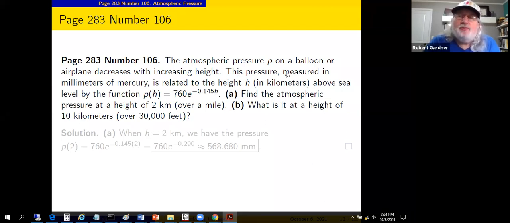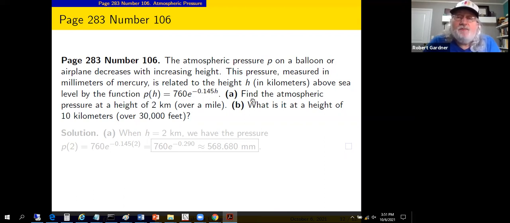The atmospheric pressure P on a balloon or airplane decreases with increasing height. The pressure measured in millimeters of mercury is related to the height h in kilometers above sea level by the function P of h equals 760 e to the negative 0.145 h. All right, that's an exponential function. There's c, here's a. The exponent has a little bit of decoration in it because it's a transformation of an exponential function, strictly speaking.